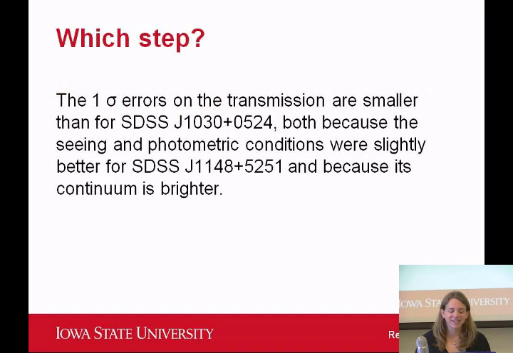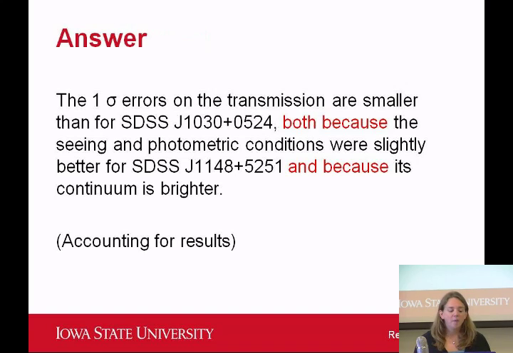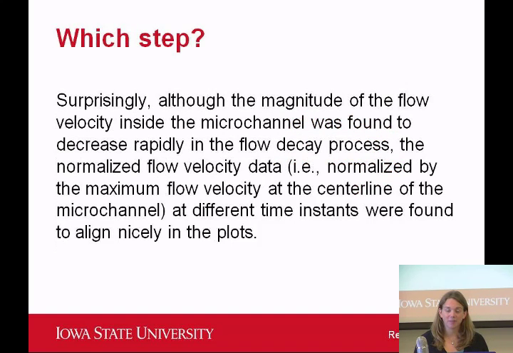All right, let's look at this one together. This one has two parts that should help you notice which step this is. And both places are where the authors say "because." Okay, so the 1 sigma errors on the transition are smaller than for bunch of numbers, both because the scene and photometric conditions were slightly better than the other, and because its continuum is brighter. So you can see they're accounting for the results. They're providing a reason for why those results were likely to have occurred. Okay, here's another step for you.